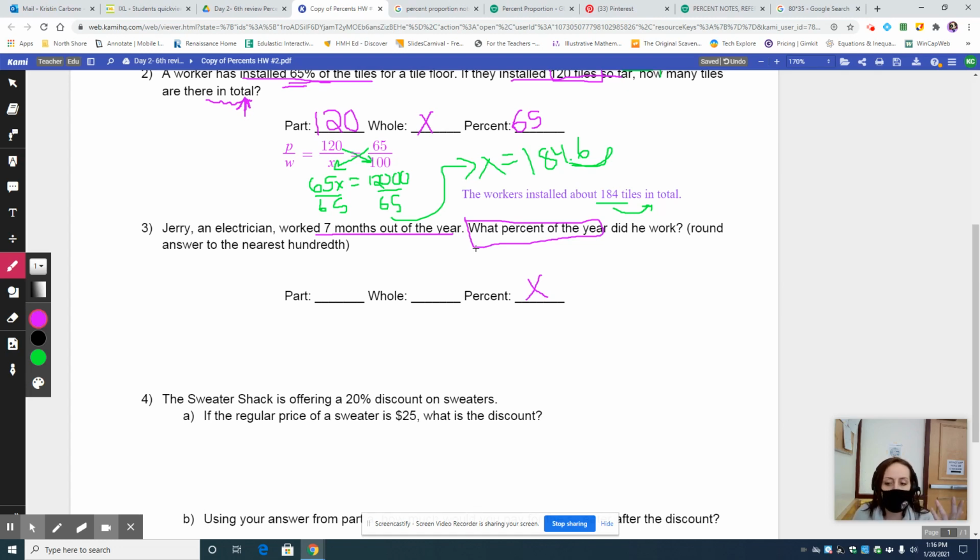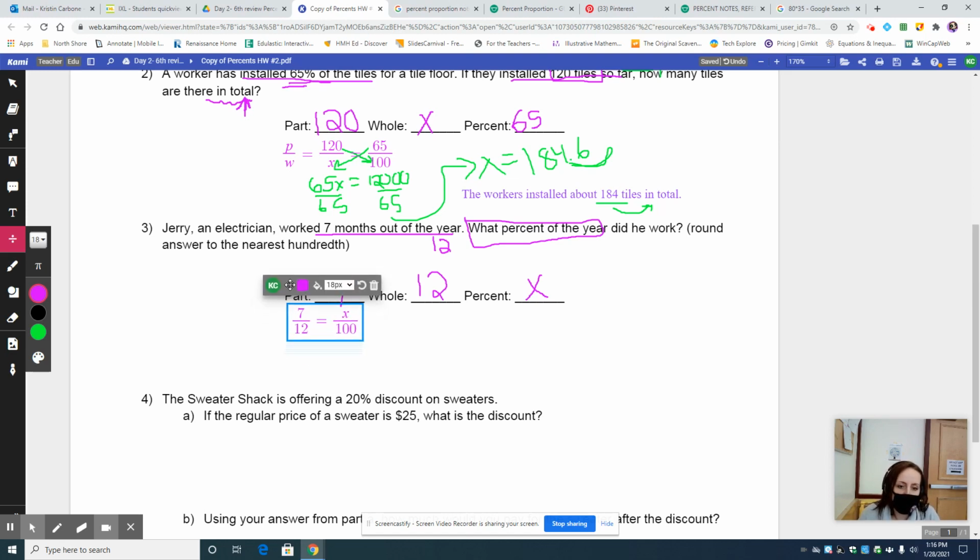Now let's determine the part and the whole. For this one, the part would be 7 months out of the year. Well, how many months are in a year? 12 months. So Jerry worked 7 out of 12, which makes 7 the part, 12 the whole. Then we're going to use our percent equation, our percent proportion. So we have the part over the whole, which is 7 over 12, is equal to our percent, which we don't know, over 100. From here, we're going to use cross products to solve.